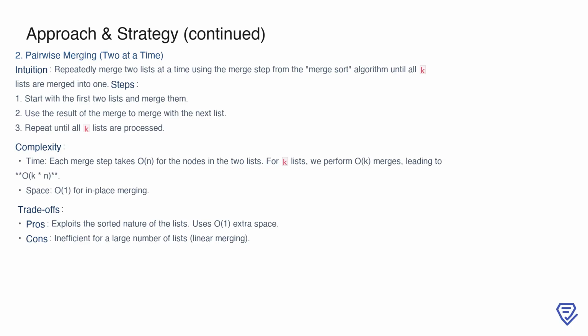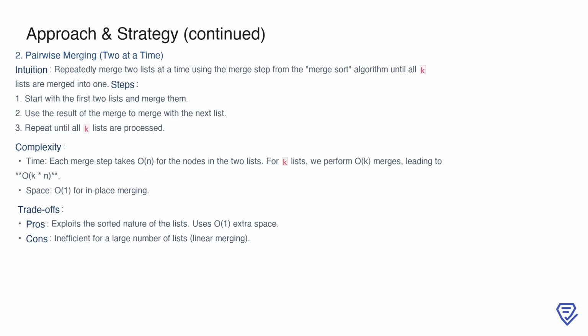An alternative strategy is pairwise merging, where we merge two lists at a time until all k lists are merged into one. This method leverages the merge step from the merge sort algorithm. We start by merging the first two lists, then use the result to merge with the next list, and so on, repeating this process until we have a single merged list.